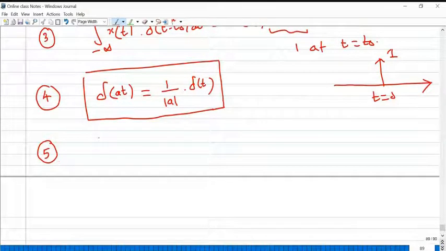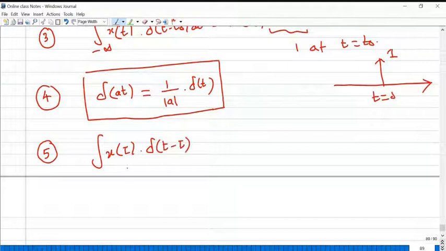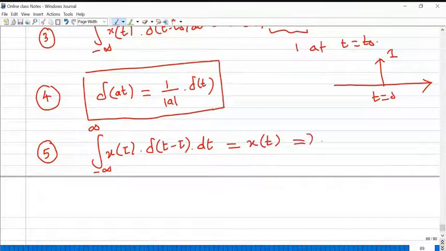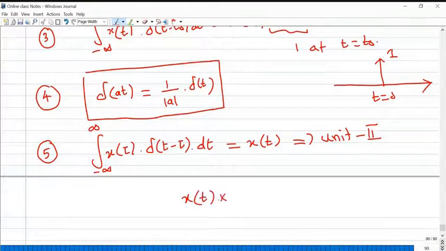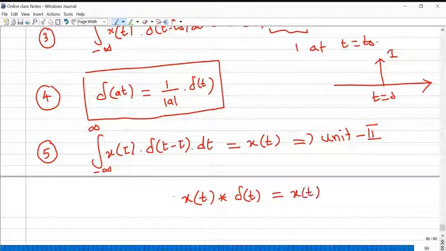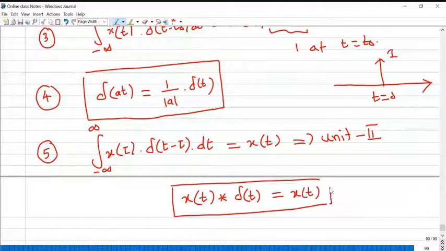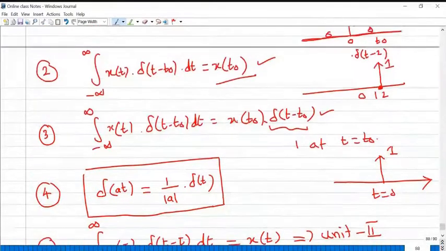The last one: x of tau del of t minus tau. This is the convolution property, which we will discuss in unit 2. The integration of x of tau del of t minus tau dtau, the value is x of t. That is a convolution between a signal and a del function; your result will be equal to x of t only. These are the convolution properties of the impulse signal. What do we mean by convolution property? That we will discuss in unit 2. So these are some of the basic properties of unit impulse signals.